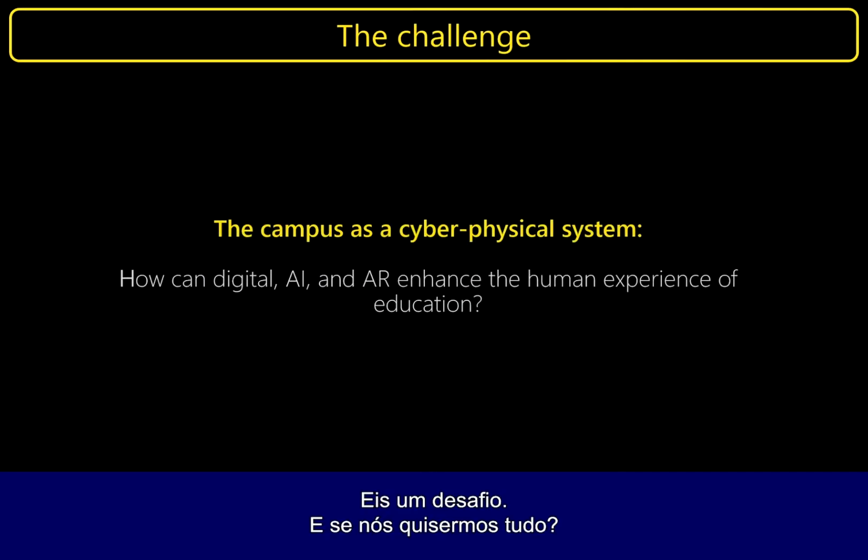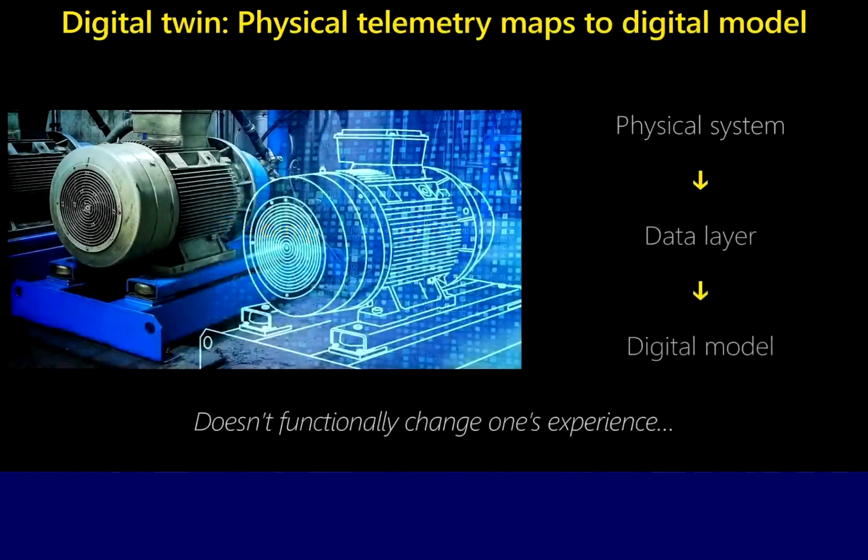So here's a challenge. What if we want it all? What if we want the best of both worlds? The campus as a cyber-physical system. How can digital AI and augmented reality enhance the human experience rather than destroy it?